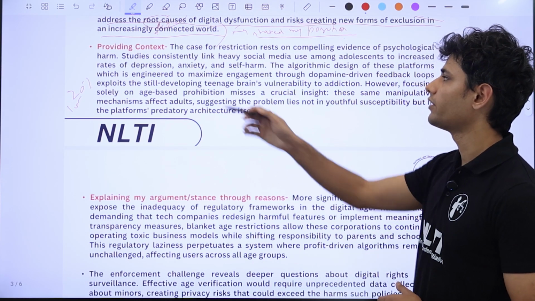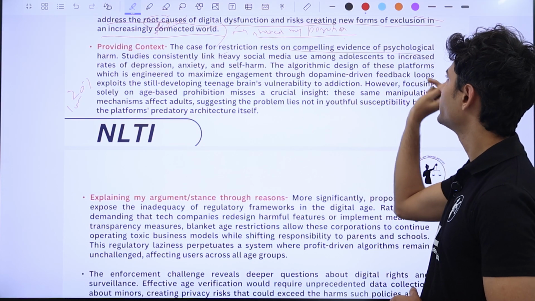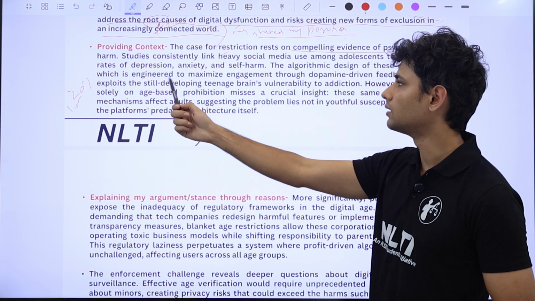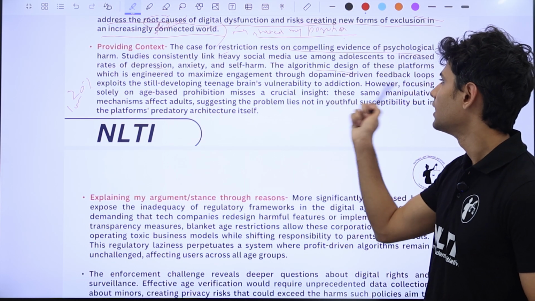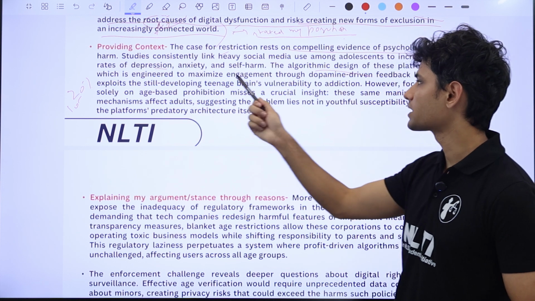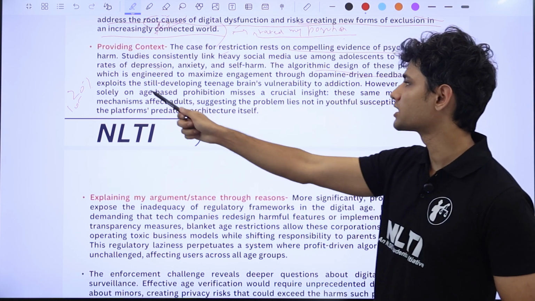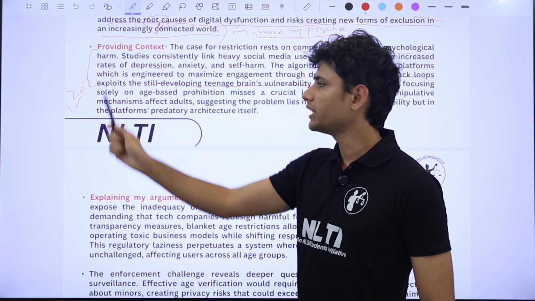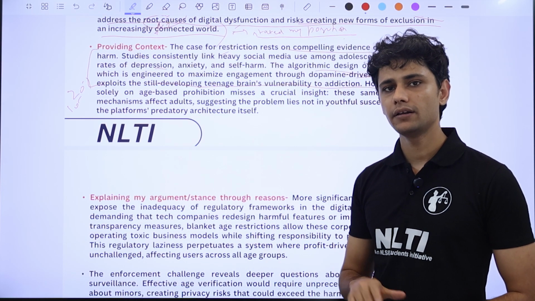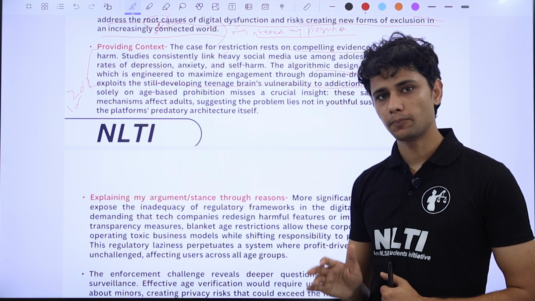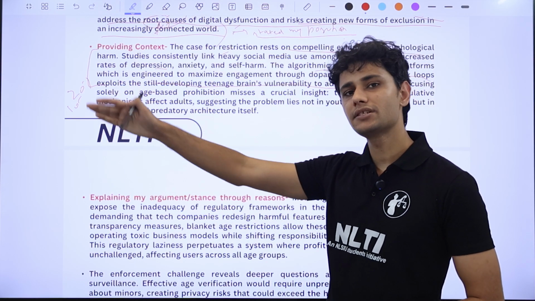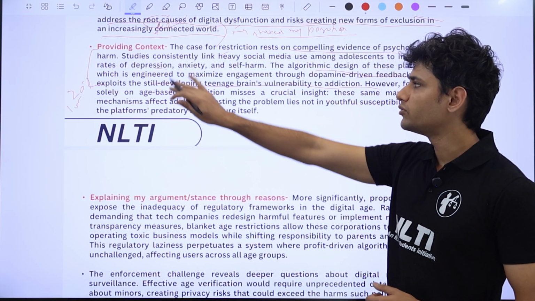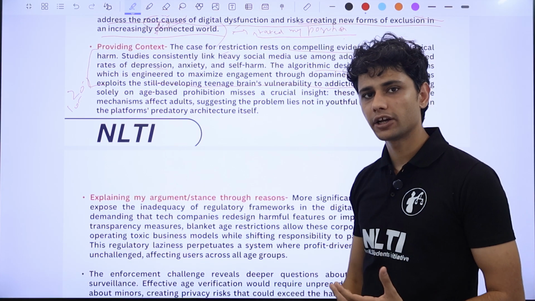So in this case, I have written briefly that the case for restriction rests on compelling evidence of psychological harm. Studies show that social media use among adolescents results in depression, anxiety, self-harm. Algorithmic design of these platforms, which is engineered to maximize engagement through dopamine-driven feedback loops, exploits still developing teenage brains' vulnerability to addiction. So till here, you can observe that even though my argument is actually that the social media ban is one which should not be enforced for minors, I have written all these reasons in support of why social media can actually affect teenagers. I'm trying to set context here. I'm trying to put forth some arguments from the other side.